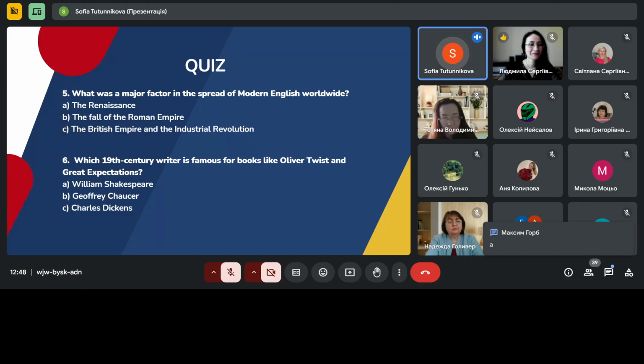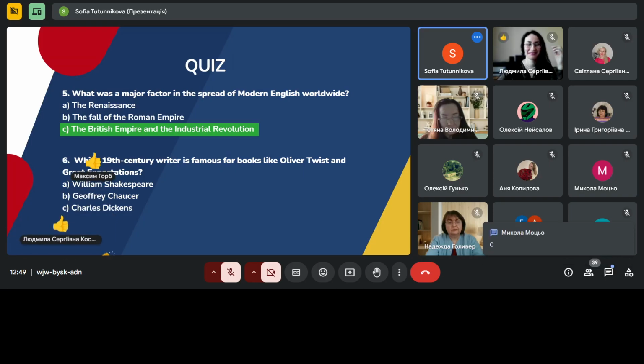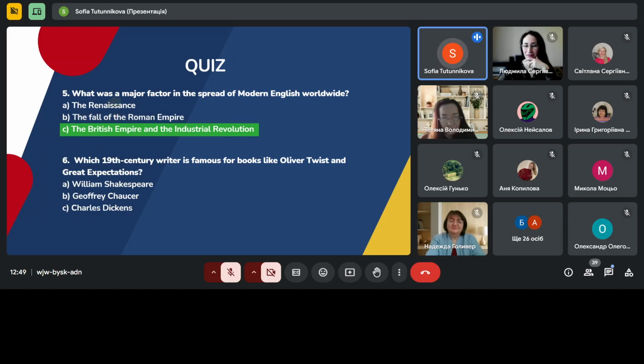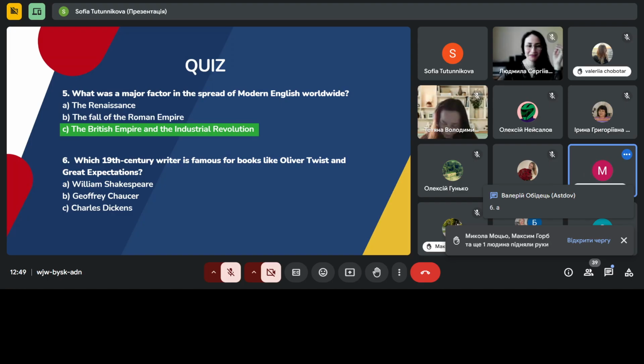What was a major factor in the spread of modern English worldwide? I think it's letter C, the British Empire, the Industrial Revolution. Yes, you're right. So, the next, which 19th century writer is famous for books like Oliver Twist and Great Expectations? I guess it's Charles Dickens. Yes.